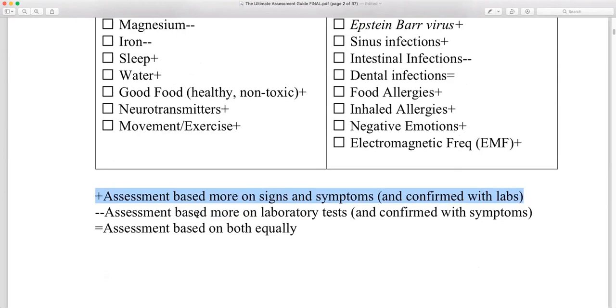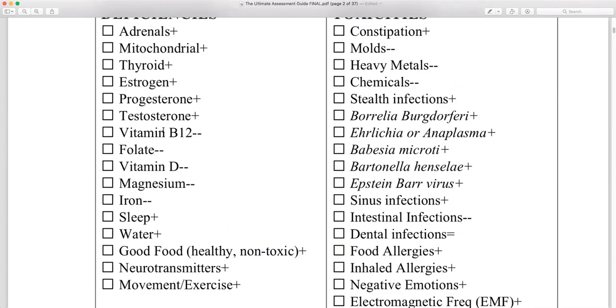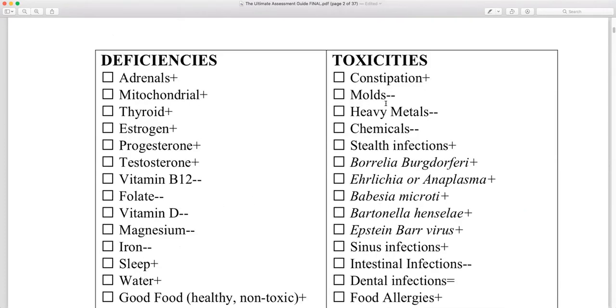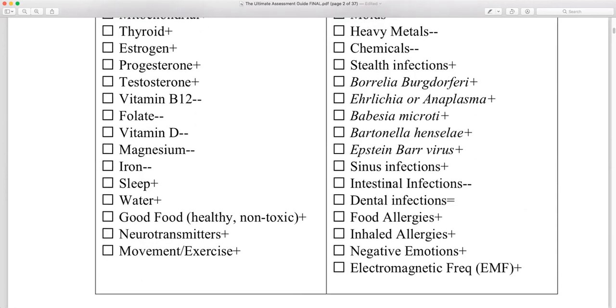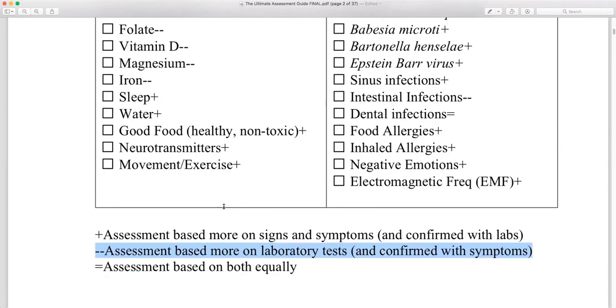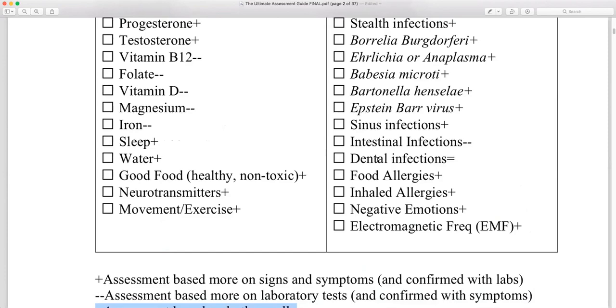The minus is based more on laboratory tests and then confirmed with the symptoms. So this is the nutrients: B12, folate, vitamin D, magnesium, iron, and then we're looking over here at molds, heavy metals, chemicals, intestinal infections, and that's it. And then assessment based on both equally. So that's dental infections because they're very hard to find. And so they're based on both the subjective as well as the objective. And all of these things really are based on both of those.